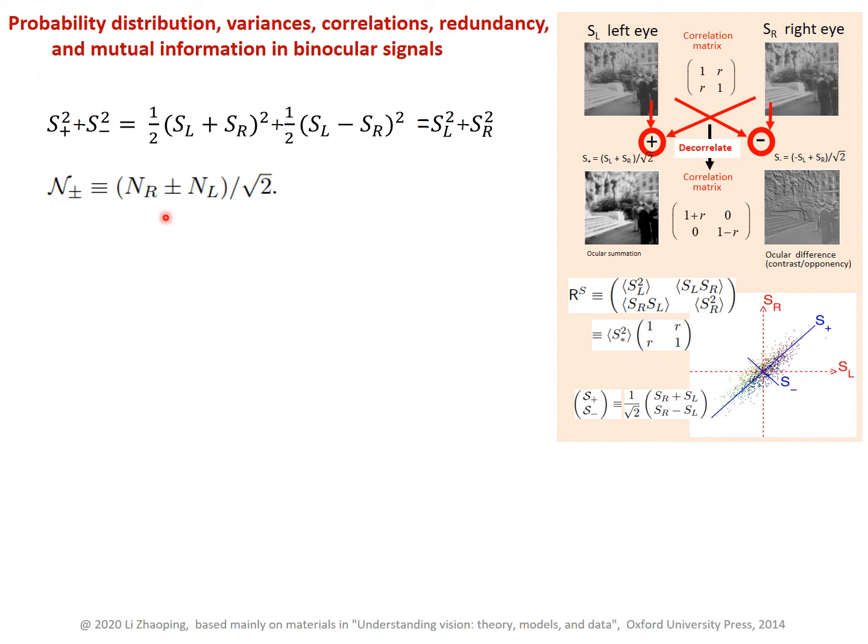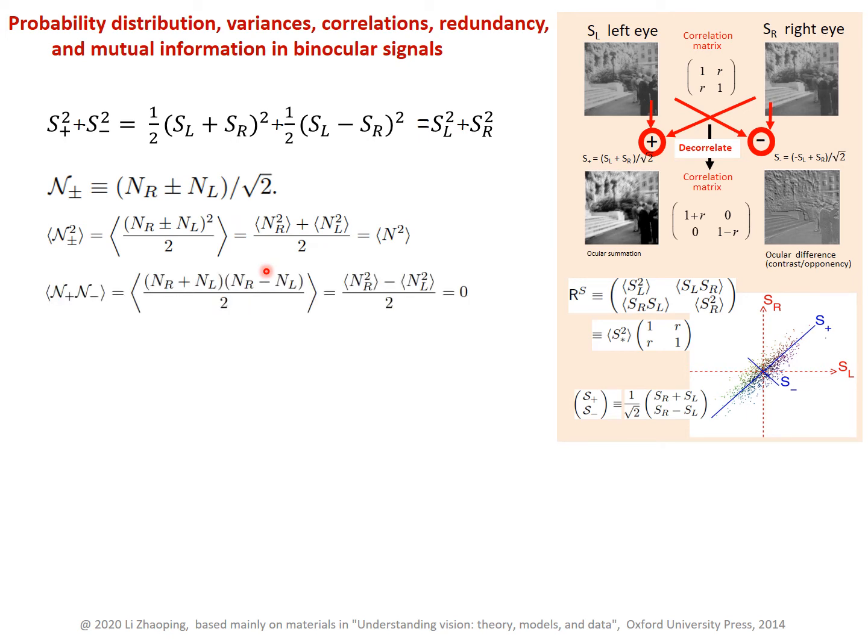You can also have the noises in the left and right eyes. When you sum and subtract them, you can get its coordinate rotated form, n plus and n minus, analogously just as in the signal. And let's see, we can calculate its variance, plug this value in, and the variance would just be equal to the sum of the input variances. And if the input variances are the same, then it's equal to n squared, so the variance of n plus is still the same as the original variance in each of the independent identically distributed channels.